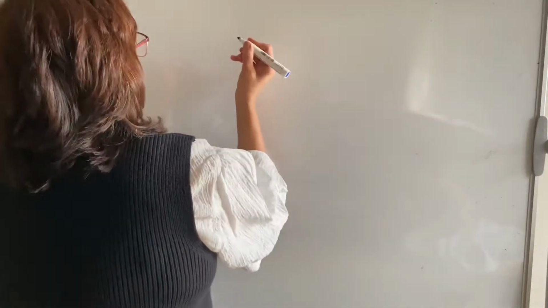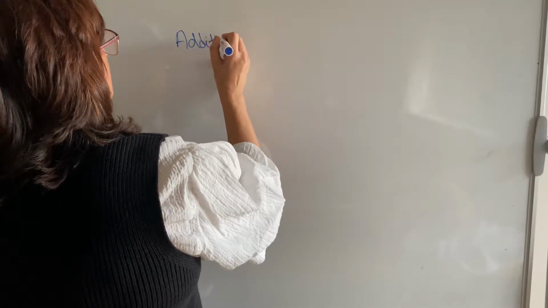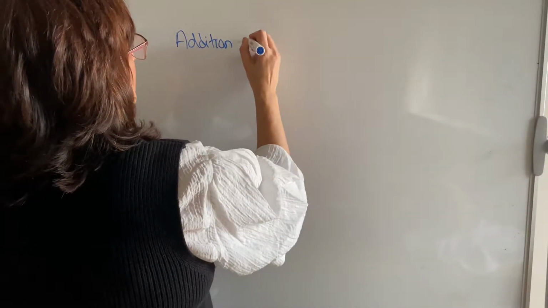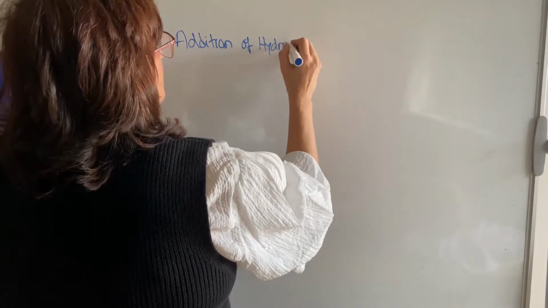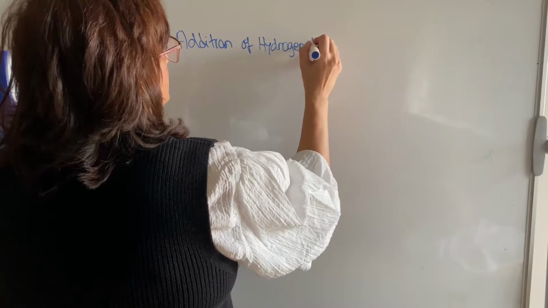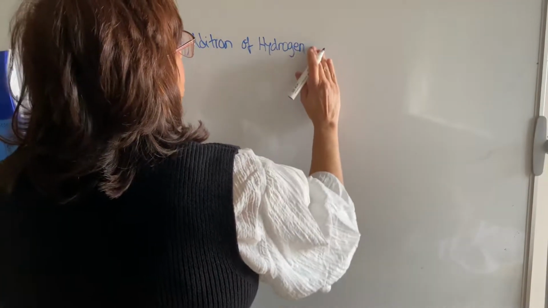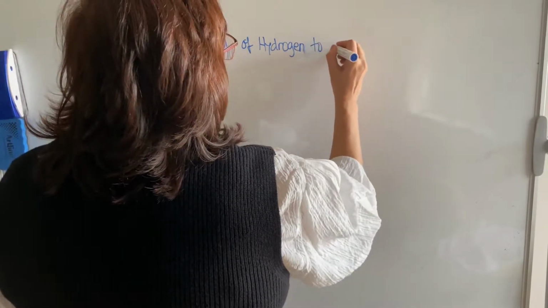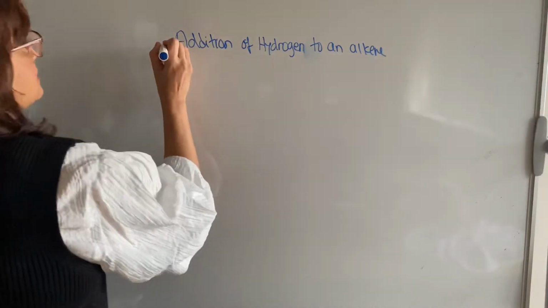Everyone, today we can talk about reactions of alkenes. So I'm going to start with this first reaction. So let's start with addition. The addition of hydrogen, or you can call it hydrogenation, to an alkene. Okay? So that's our first reaction.